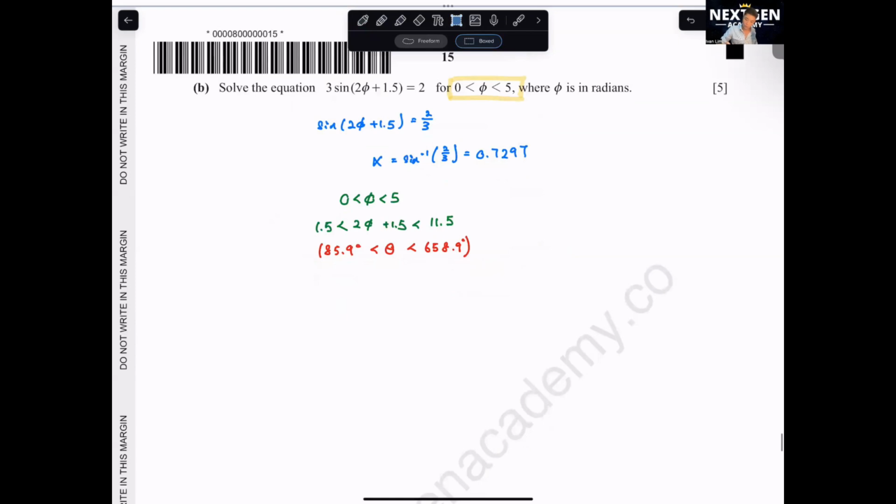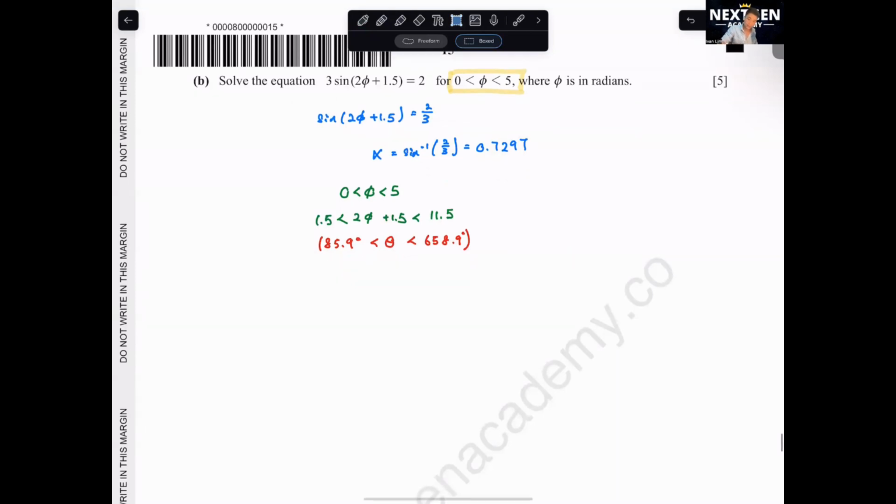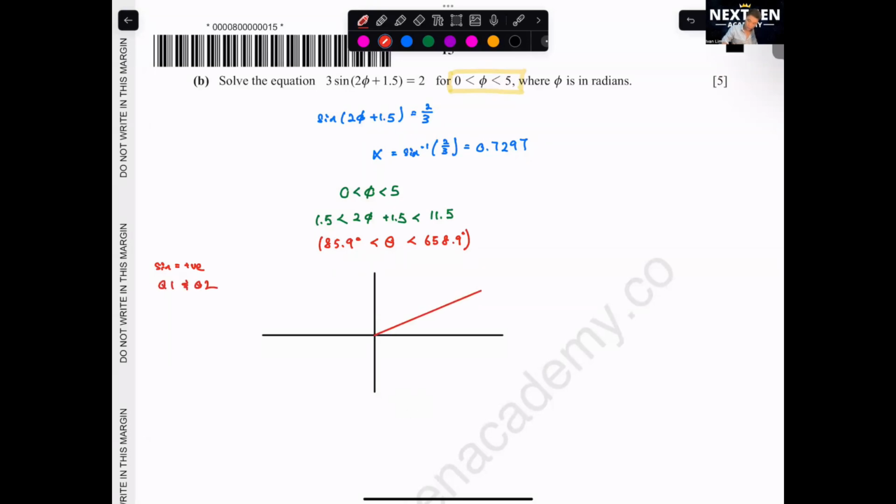Now we draw our ASTC. For this one, sine is positive. So we'll take A and S, quadrant 1 and quadrant 2. Quadrant 1, quadrant 2, this is alpha, alpha. So to find the answer here, this is alpha, this is pi minus alpha. Then I want you all to add 2 pi to both of these answers.